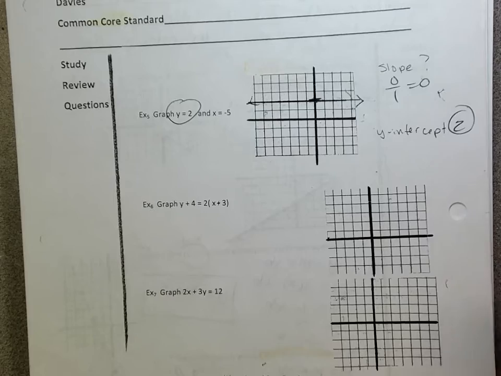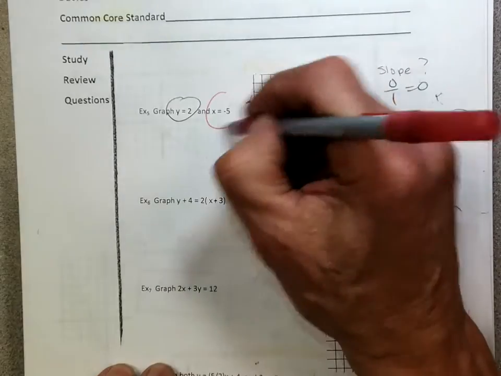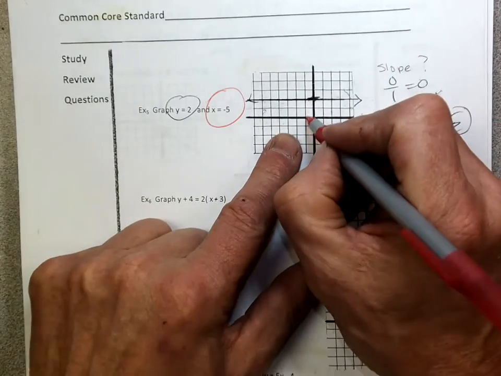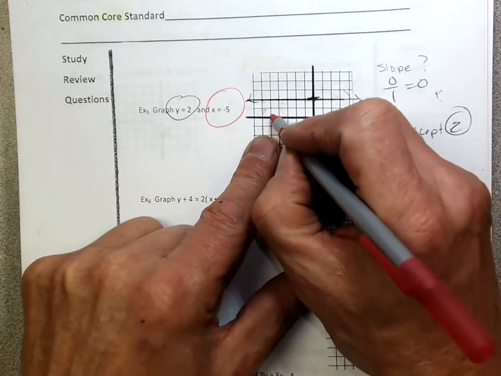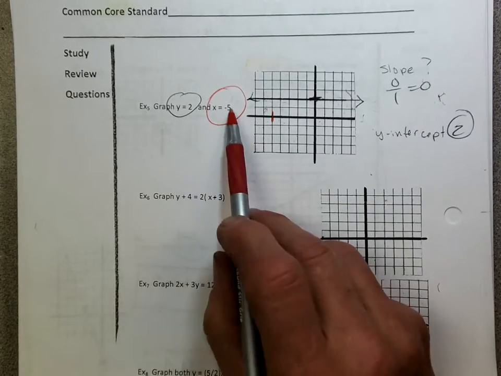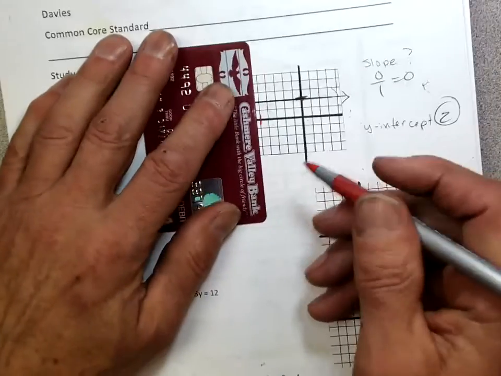Alright. How about x equals negative 5? I'll do that in a different color. I'll do that in red. So x equals negative 5 has to go through the x-axis. 1, 2, 3, 4, 5. And x equals negative 5 is a vertical line. Any x equals equation is always a vertical line, and it's straight up and down.